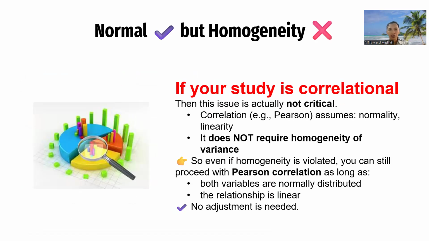What if the data is normally distributed, but the data are not homogeneous? If your study is a correlation study, there is no need to consider the homogeneity of variance tests a lot. Just keep going with the Pearson correlation as long as both variables are normally distributed and the relationship is linear, so no adjustment is needed.